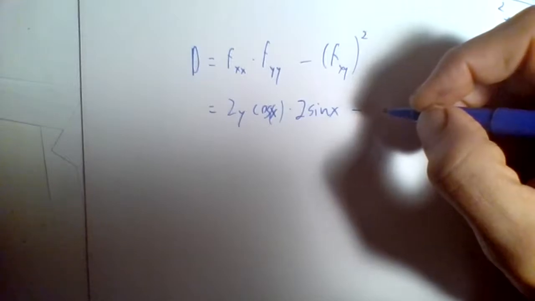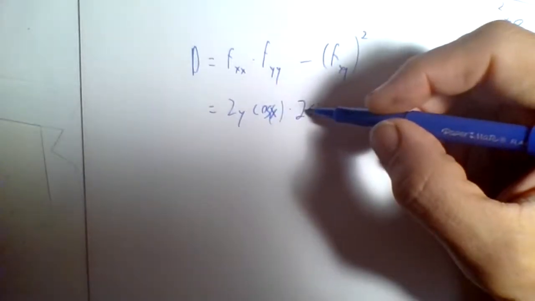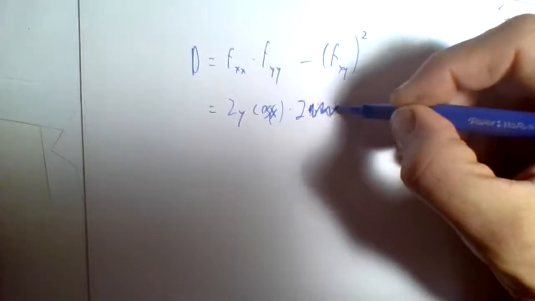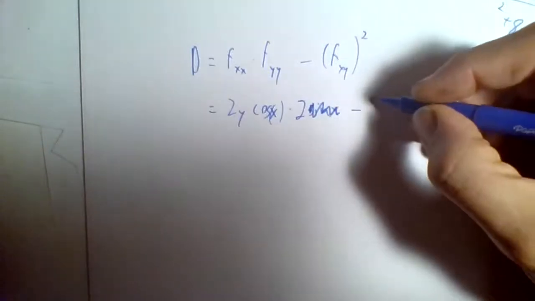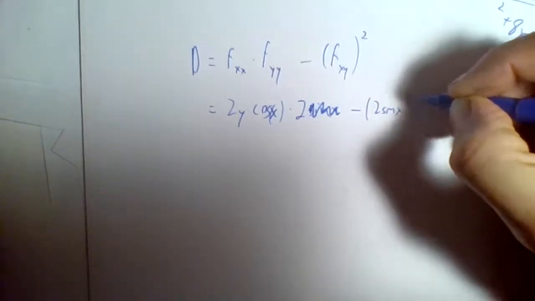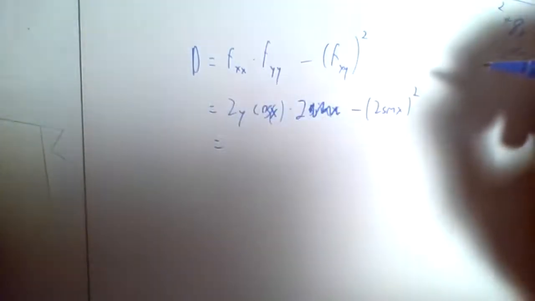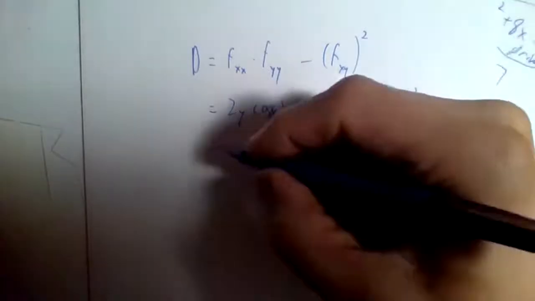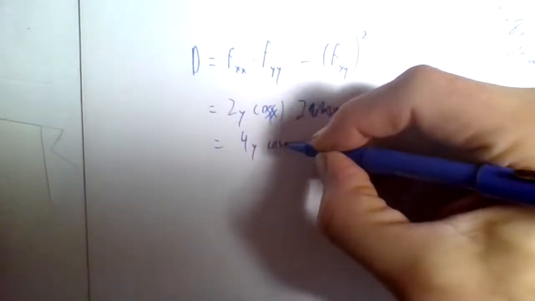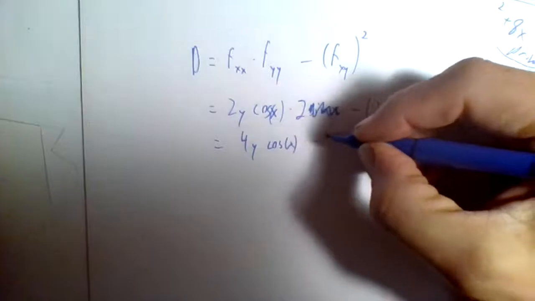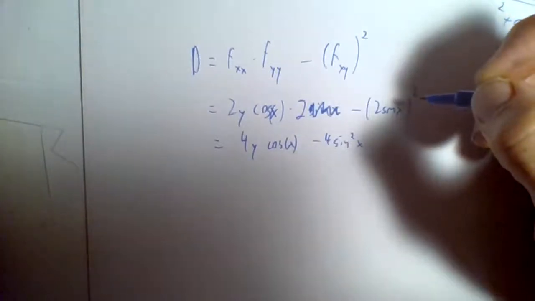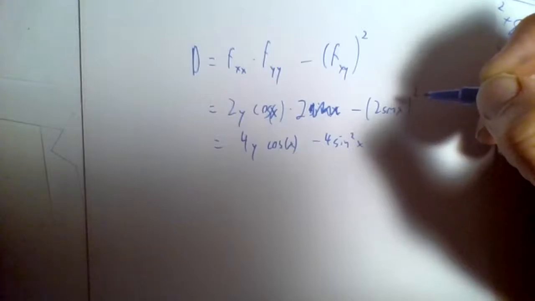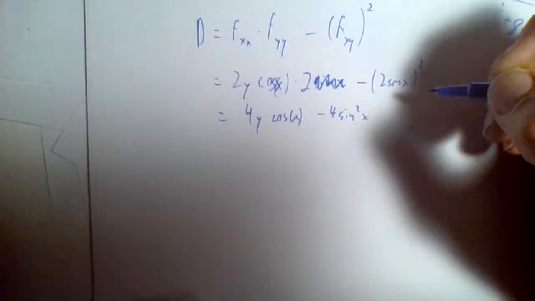The mixed partial is, oh, I'm sorry, this one's just 2. 2 sine x is the mixed partial, so this is 2 sine x squared. So this thing comes out to 4y cosine of x minus 4 sine squared x. And we want to evaluate that at each of the critical points to see how it comes out and run this test on what happens with this.